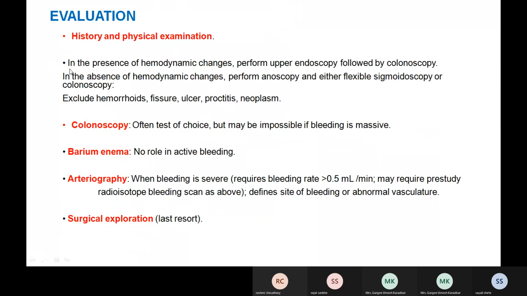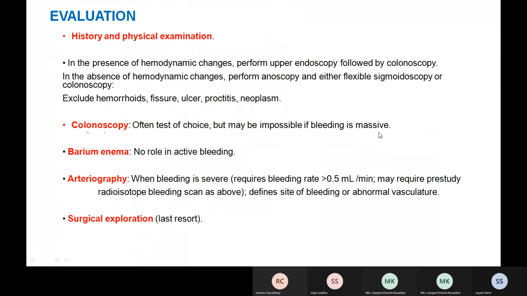How would they evaluate this patient? One is of course history and physical examination. Then there may be hemodynamic changes. They may undergo an endoscopy followed by colonoscopy, and they will exclude any hemorrhoid, fissure, ulcer, proctitis, or any neoplasm which is present. So these patients may undergo colonoscopy.